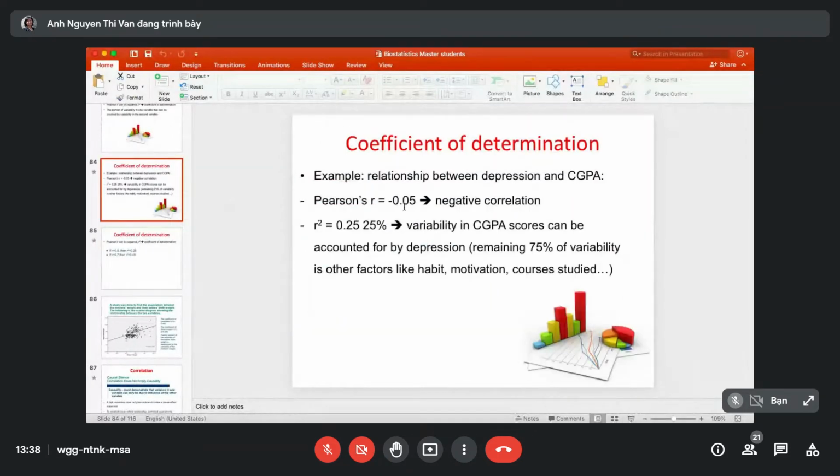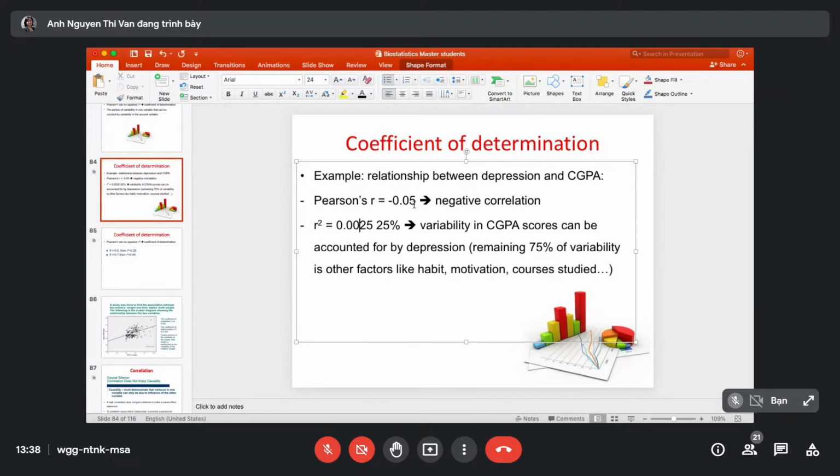Minus 0.05 squared is equal to what? Is it correct here? Can you take the square of minus 0.05? It's not correct. Yes, I see it's wrong here. It should be 0.0025, right? Yes. So it's correct here, but no one recognized.